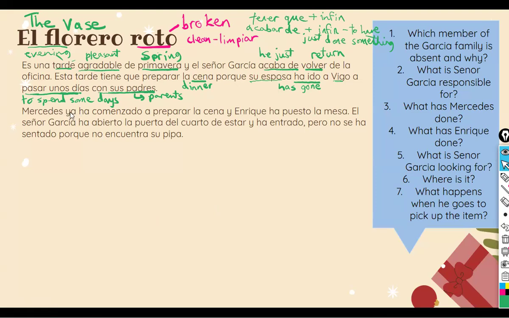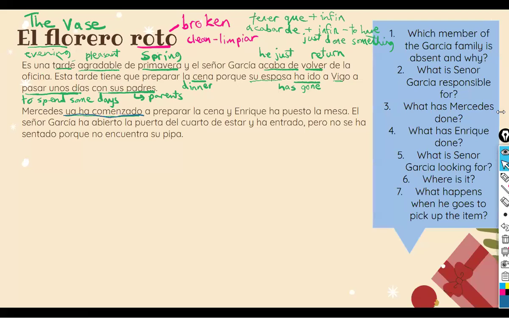Mercedes ya ha comenzado a preparar la cena. So we said preparar la cena was to make dinner, right? What is this expression? Ya ha comenzado. What has she done? If your dad had to make dinner, would you leave him alone in the kitchen? Would you leave everything up to him? Is your dad a good cook? She has begun to prepare dinner.